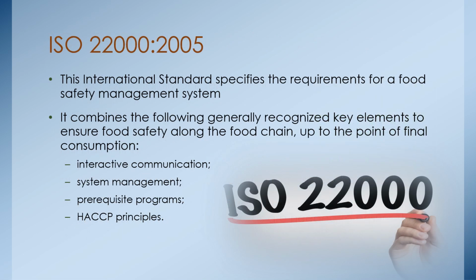ISO 22000 2005. The international standard specifies the requirement for a food safety management system. It combines the following generally recognized key elements to ensure food safety along the food chain up to the point of final consumption: interactive communication, system management, prerequisite programs, HACCP principles.